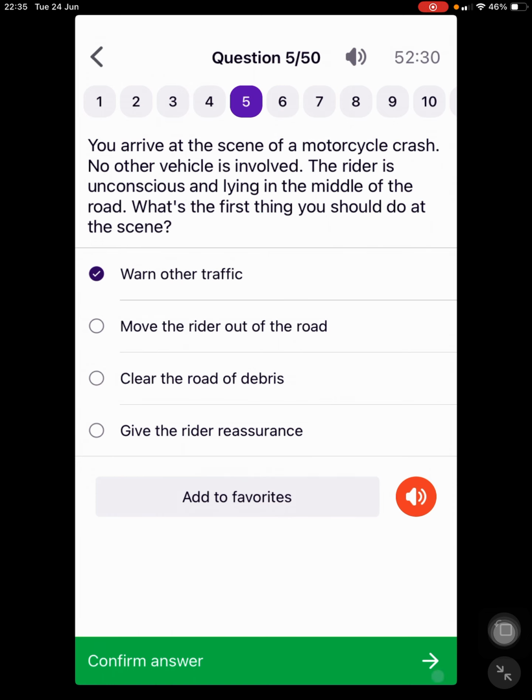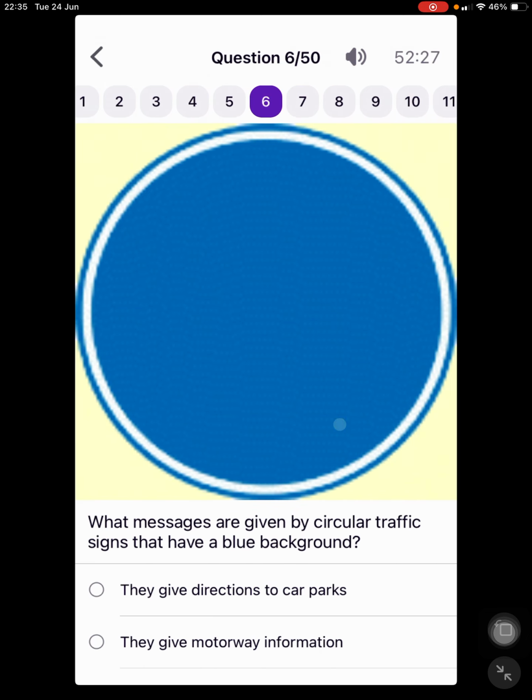Warn other traffic. What messages are given by circular traffic signs that have a blue background? They give directions to car parks. They give motorway information. They give mandatory instructions. They give temporary directions during a diversion.